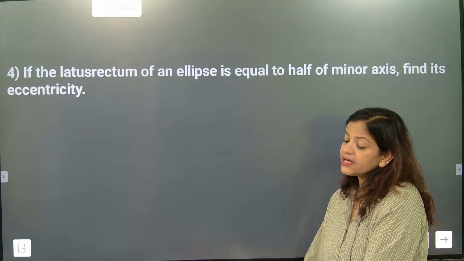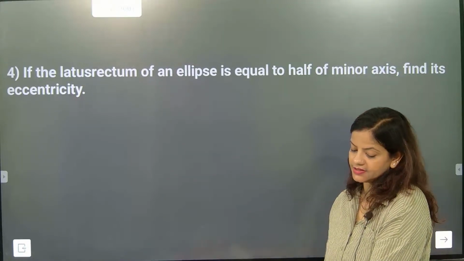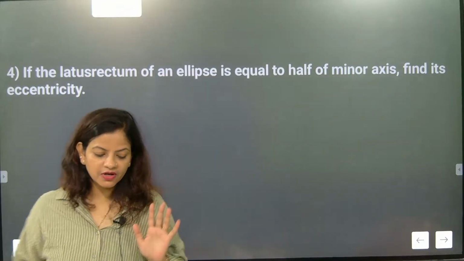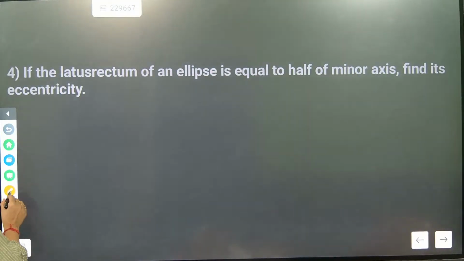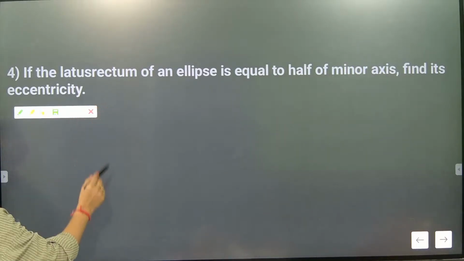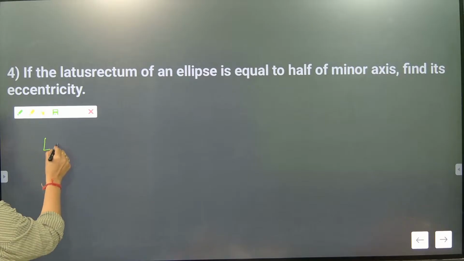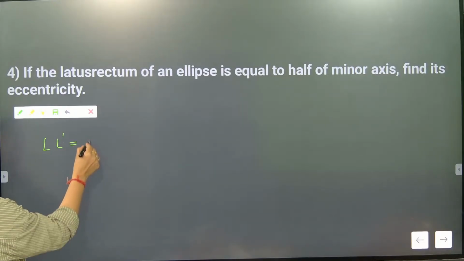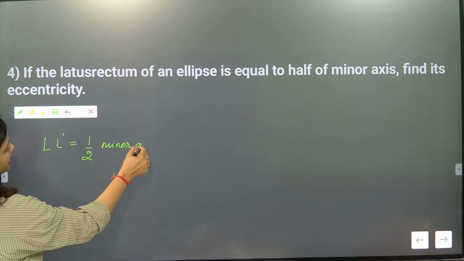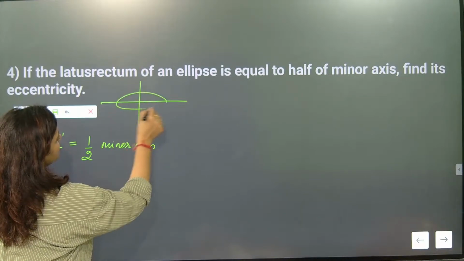If the latus rectum of an ellipse is equal to half of the minor axis. Okay, first, we don't know anything, so we'll start from zero level. Zero level here is what? We have the latus rectum of an ellipse equal to half of the minor axis. So the length of the latus rectum is equal to half of the minor axis. For this, first we will assume that our ellipse is resting on this.